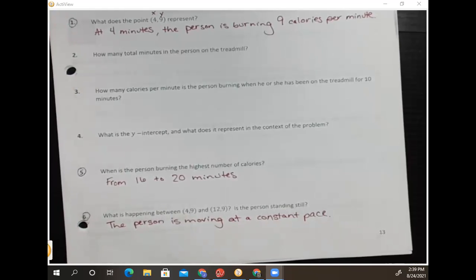I mean, depending on the treadmill, you can shut it off and just stand on it. So be careful with adding more to the question than it's asking, okay?